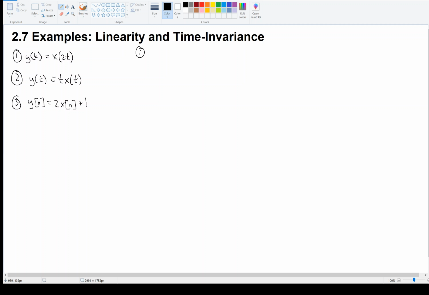I wanted to save board space, so I did not write out the definitions of these two properties again. So please consult your notes if you have some, or go back to video 2.6 to look up the properties of linearity and time invariance.